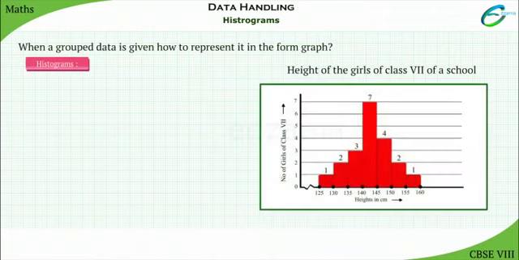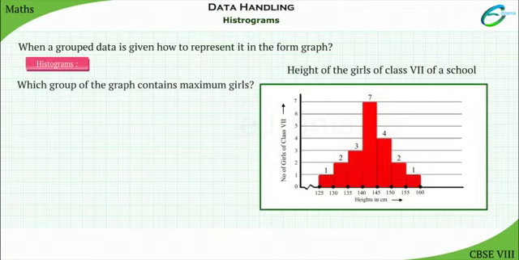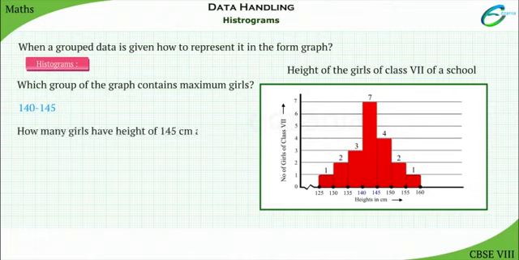Let me ask some questions on this histogram. Which group of the graph contains the maximum girls? The interval 140 to 145 contains the maximum girls. How many girls have a height of 145 centimeters and more? Yes, 7 girls.